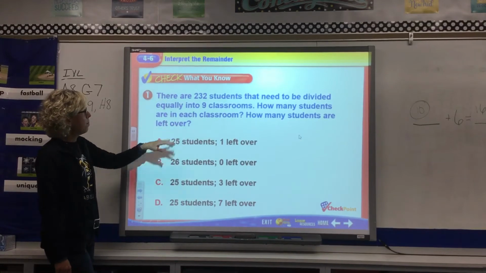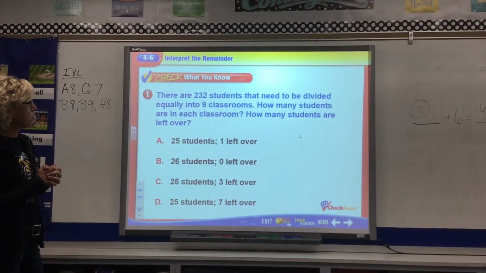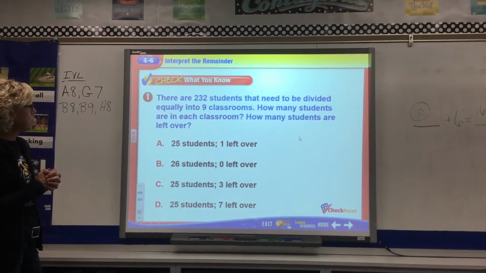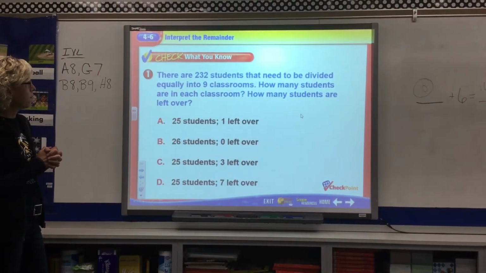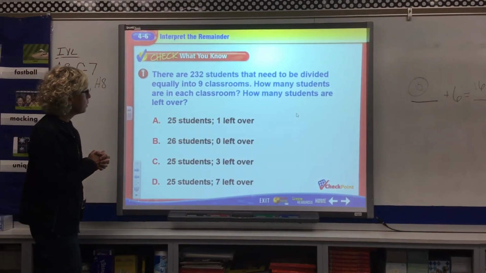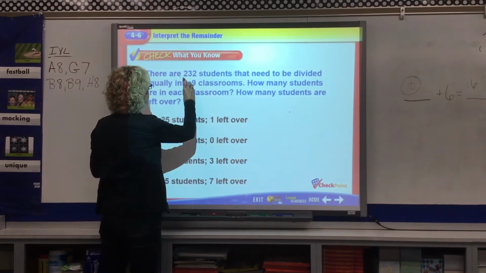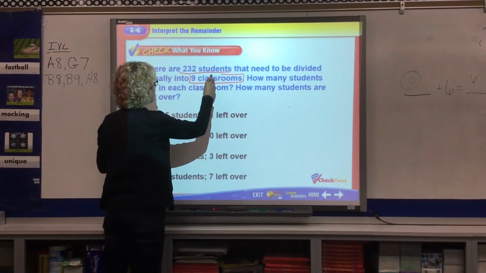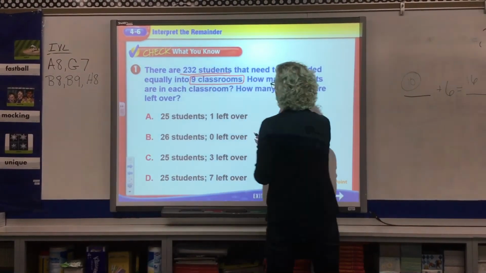Here's another problem for us to solve. Okay, there are 232 students that need to be divided equally into 9 classrooms. How many students are in each classroom? And then how many students are left over? Okay, so if you have 232 students and you have 9 classrooms, how many students are in each classroom? Okay, so we're going to divide that problem out.